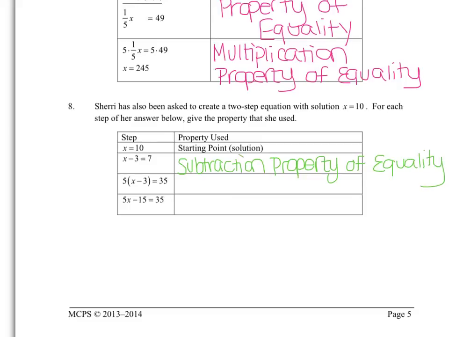Next, we can see that she took her x minus 3 and multiplied it by 5. And 7 times 5 is 35. So she used the multiplication property of equality.